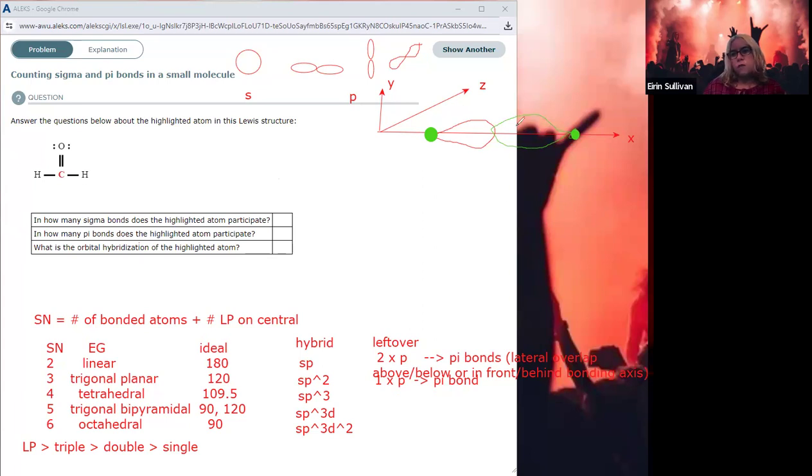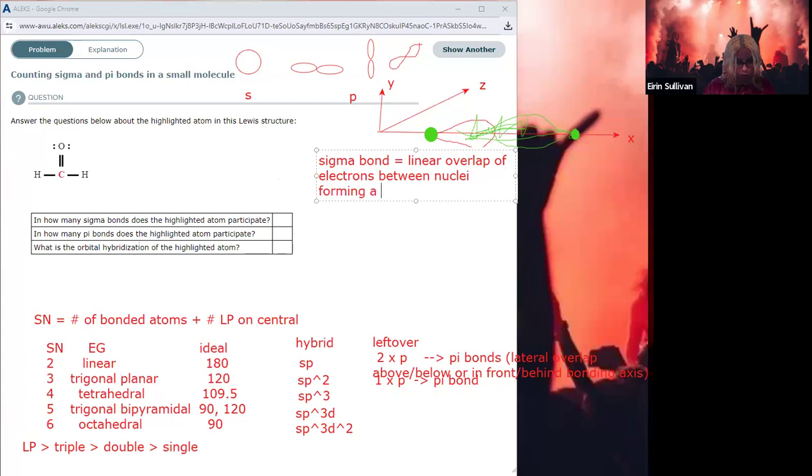So the overlap is occurring directly between the two nuclei. So this is where my electrons are, right? So this is what we call a sigma bond. That has the Greek symbol sigma, which is kind of like a little sideways 6. Okay, so a sigma bond is a linear overlap of electrons between the nuclei forming a bond.